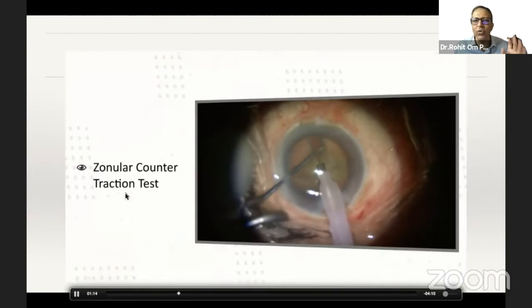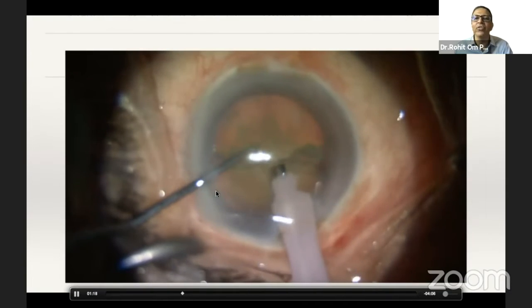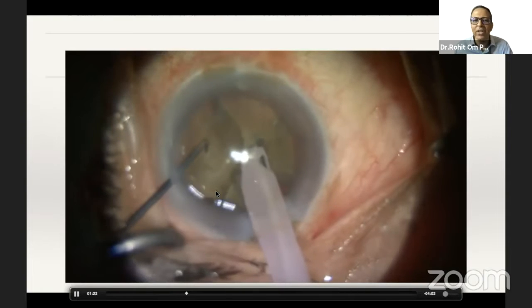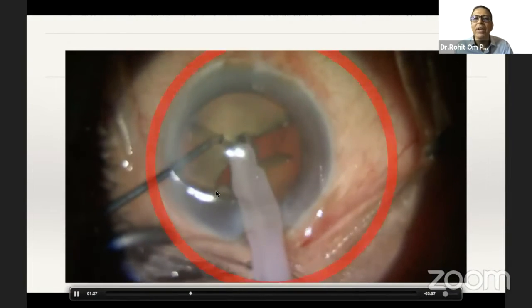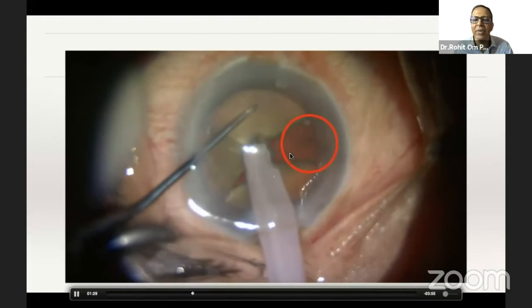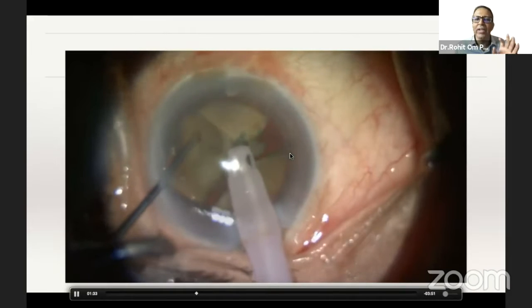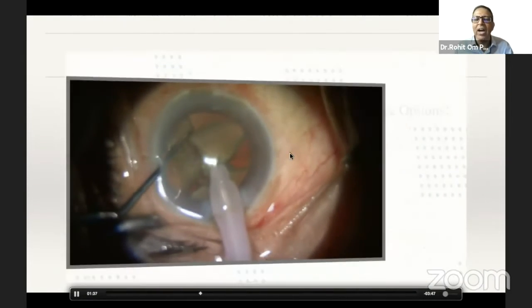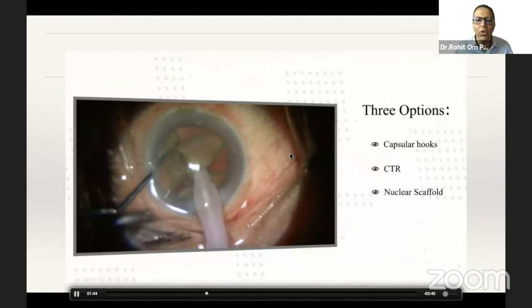At times, you want to continue. And I found that the zonular counter traction test worked. So I again chopped it, and I was happy that I was able to do it. But then, lo, it has happened again. So at this point of time, I decided that enough is enough, and I have to change gears again. I have to use a support. The support could be capsular hooks, CTR, and nuclear scaffold.